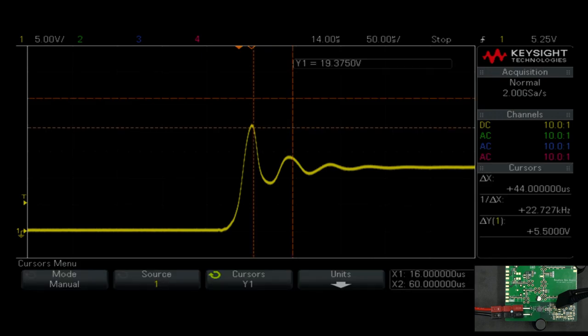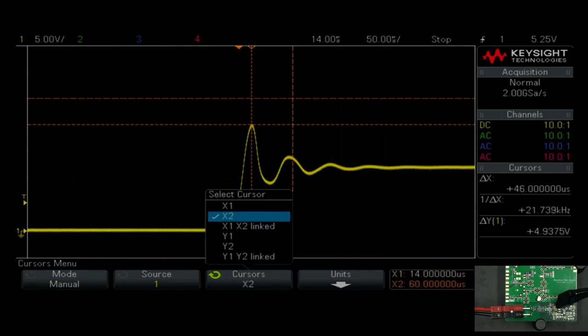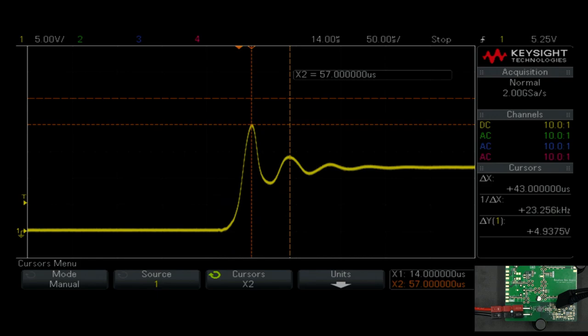If we have a look at our cursors, this one here, we get 19.9 volts, fairly close to prediction. But if we have a look at our X cursors, you can see that our frequency of ringing is somewhere in the region of 23 kilohertz, so quite a bit higher. So let's go back to SPICE and see if we can work out where this came from.